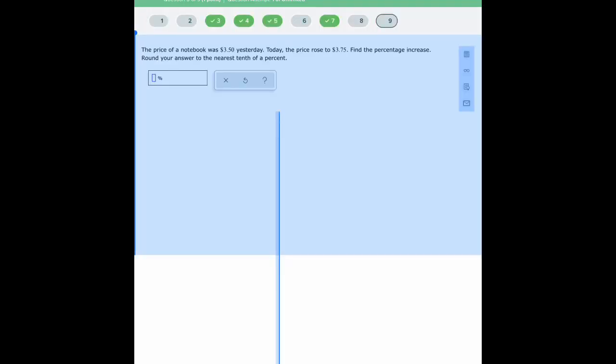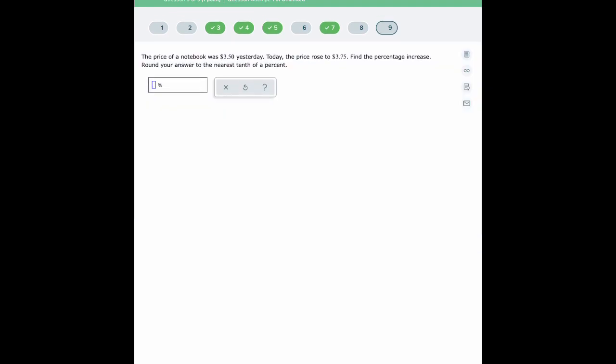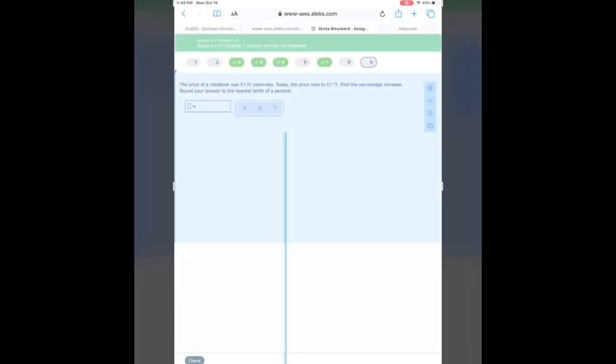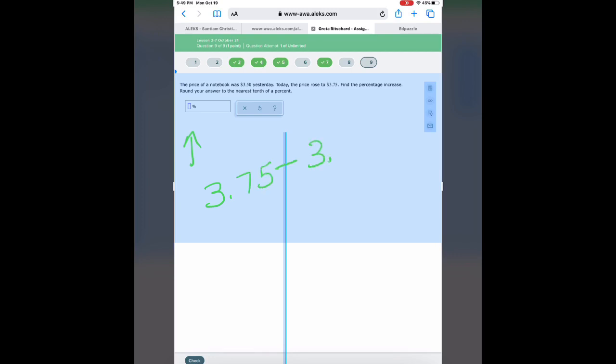And one more of these. I don't know what's going on with the blue stuff. The price of a notebook was $350 yesterday. The price rose to $375. So I know that I need to get a positive number because it's going up. And so I'm going to have today's price, new, minus the original, divided by the original.